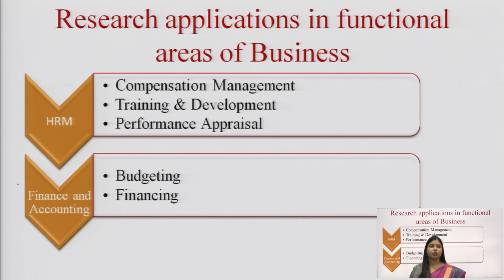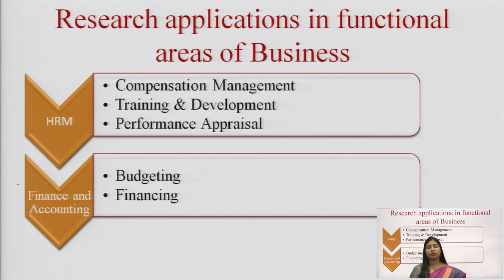We start with human resource management: how does research affect this function of the business? Take an example of compensation management. What is compensation management? Compensation management basically deals with what the employees get in return for their services, in terms of salary, any kind of monetary and non-monetary benefit, like your basic salary, your TA, DA, HRA, your insurance policy, Mediclaim. So these are the components of compensation management.